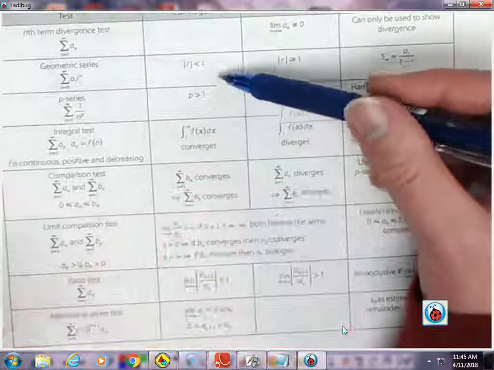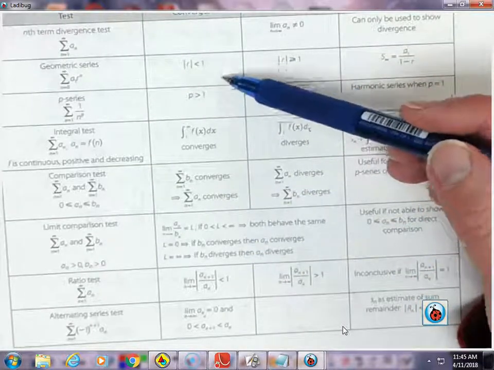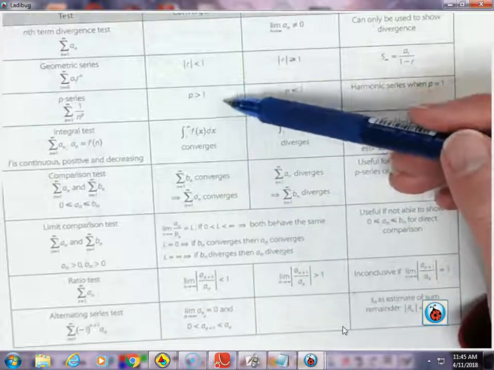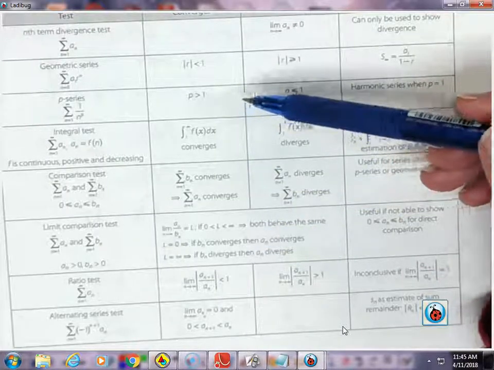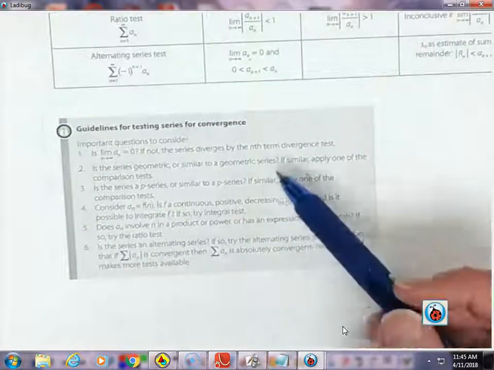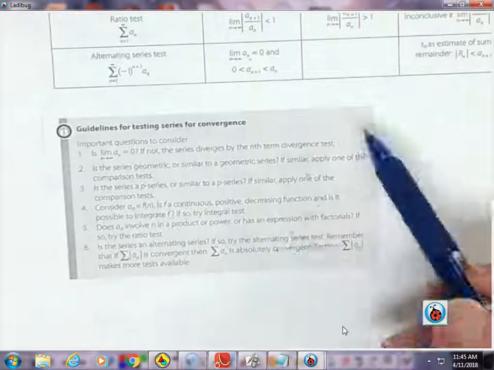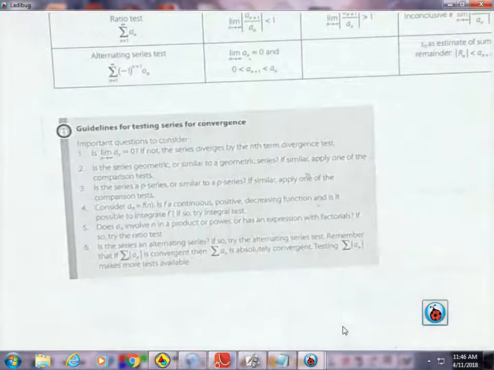So that's really the only one when you're trying to keep your rules straight from a memory point of view: less than 1 normally means convergence, but not for your p-series. Again, look at the rules down here; it tells you when a particular test might be more useful, and sometimes more than one test will work. Roger, Dodger.